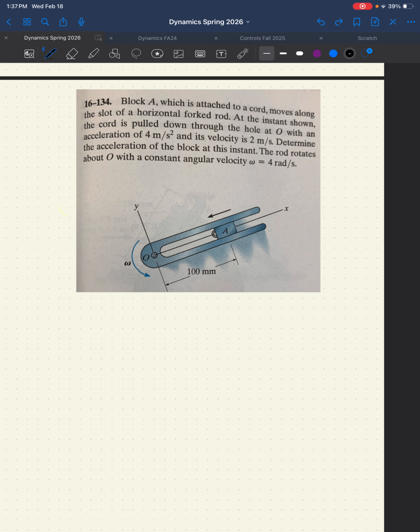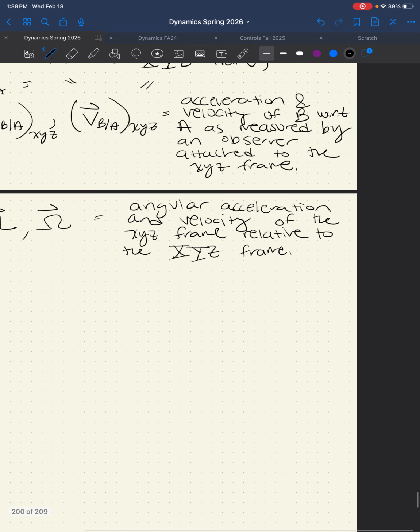So let's read the problem statement. It says block A, which is attached to a cord, moves along the slot of a horizontal forked rod. At the instant shown, the cord is pulled through the hole at O with an acceleration of 4 meters per second squared and a velocity of 2 meters per second. Determine the acceleration of the block at this instant. The rod rotates about O with a constant angular velocity of 4 radians per second. Okay, so it's asking about acceleration.